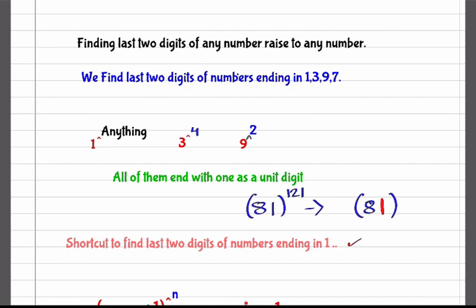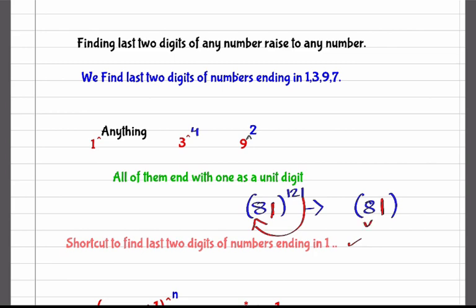Say I need to find out the last 2 digits of 81 raised to 121. What is the unit digit? Obviously we know it has to be 1, because the cyclicity of 1 is 1. How do you find out the tens digit? Just multiply this last 1 by the second last digit of this. 1 into 8 is what? 8. That is my second last digit.